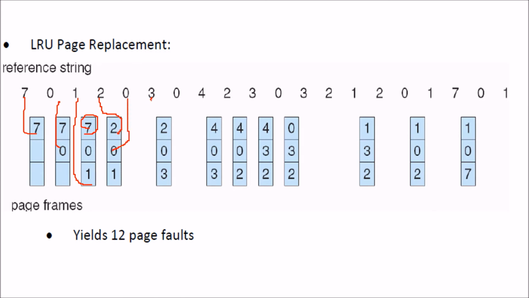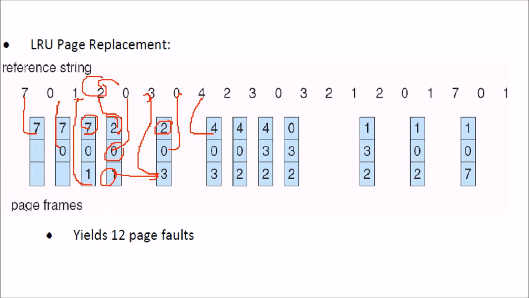Now 3 will come. So we have to replace, 0 has just been referenced and 2 came just before 0. But 1 was earlier than 2 and 0. So 3 will replace 1. 0 is already there, 4 will come. 4 will replace what? 2, because it was earlier. It was least recently used.